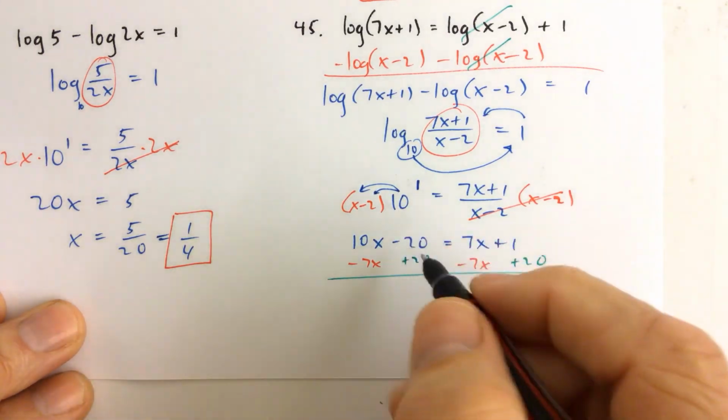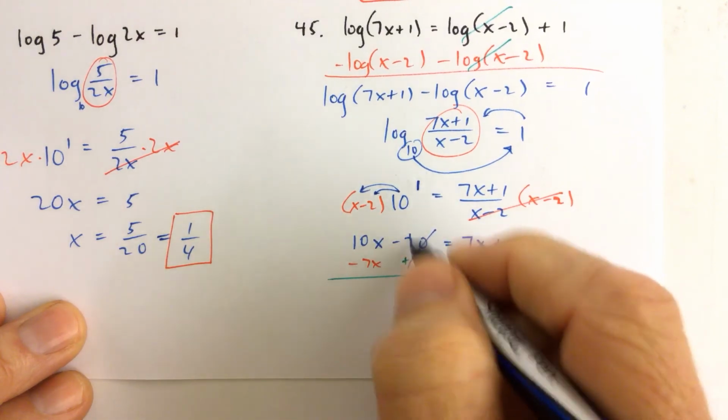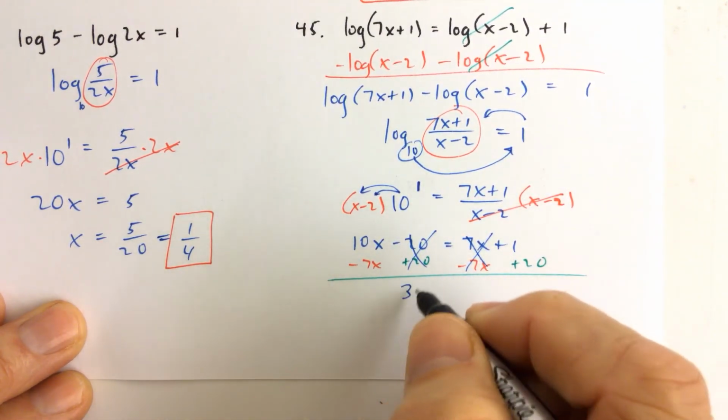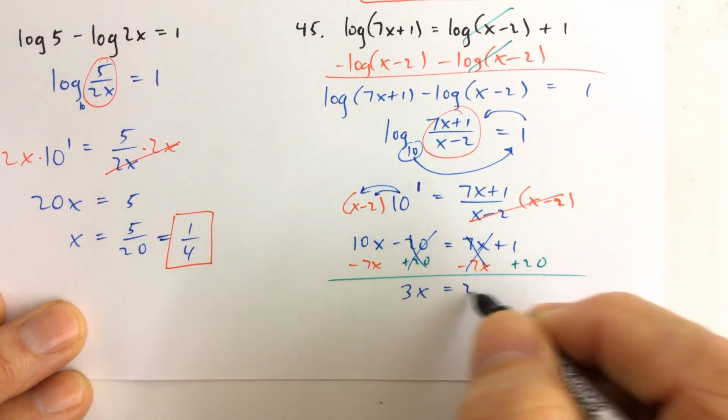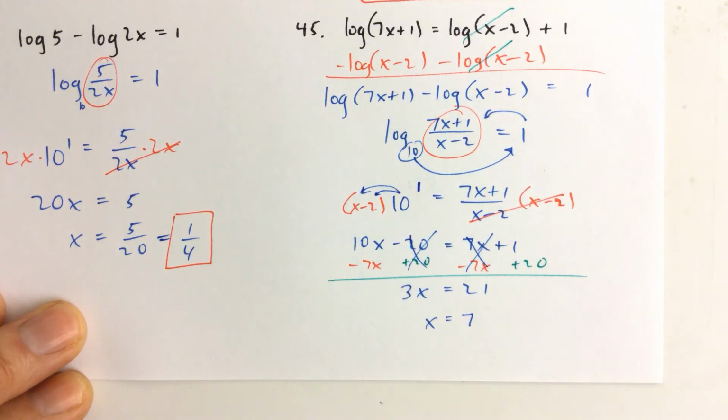In a linear equation, let's get the x by itself. Getting the x by itself, we move the numbers to the right side and the variables to the left side. On the left side we get 3x. On the right side we get 21. Dividing both sides by 3, we get x equals 7.